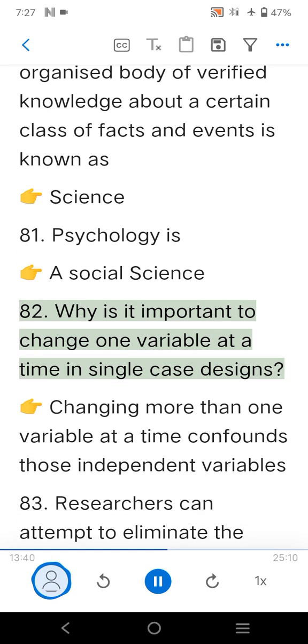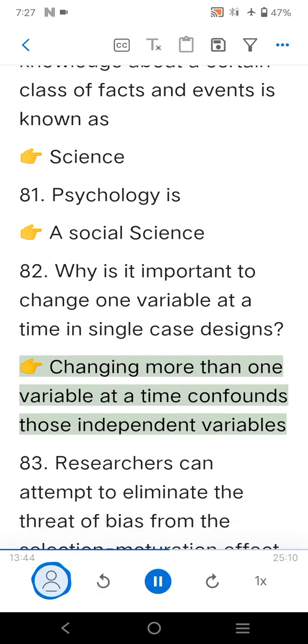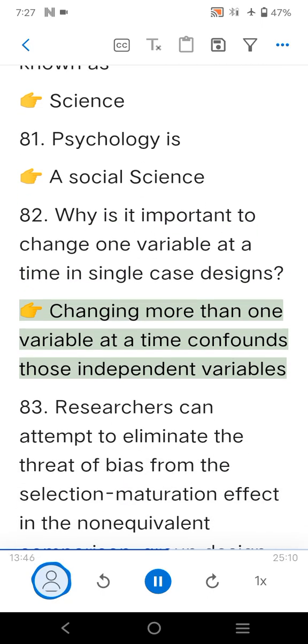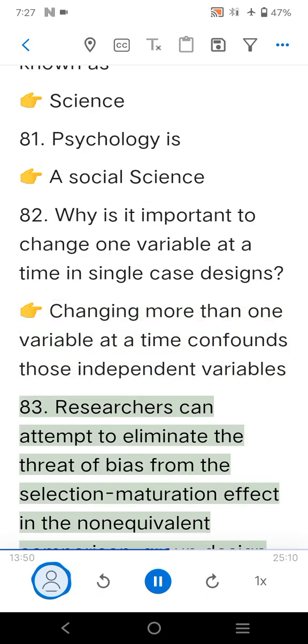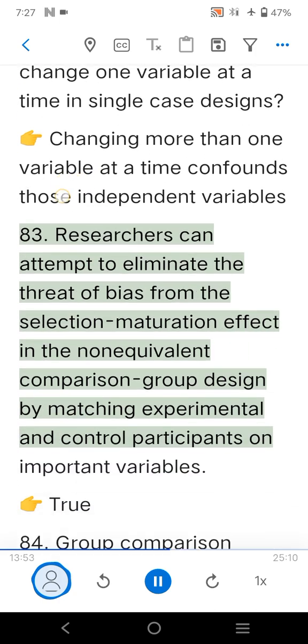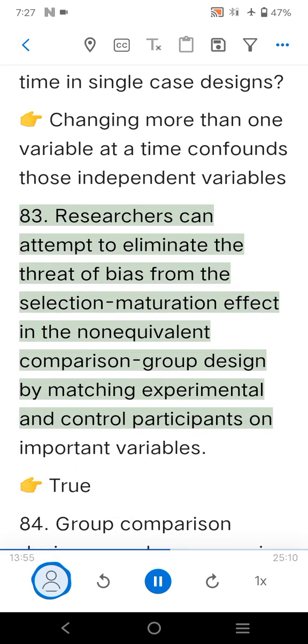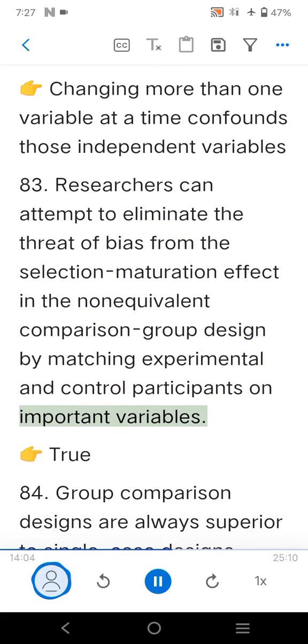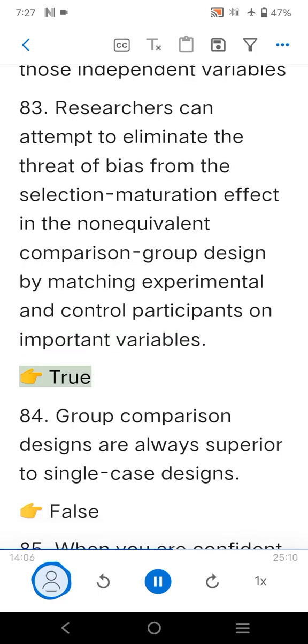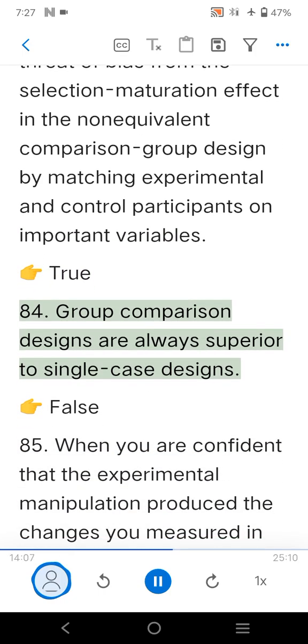82. Why is it important to change one variable at a time in single-case designs? Changing more than one variable at a time confounds those independent variables. 83. Researchers can attempt to eliminate the threat of bias from the selection-maturation effect in the non-equivalent comparison group design by matching experimental and control participants on important variables. True. 84. Group comparison designs are always superior to single-case designs.